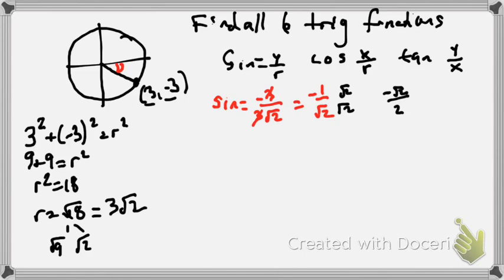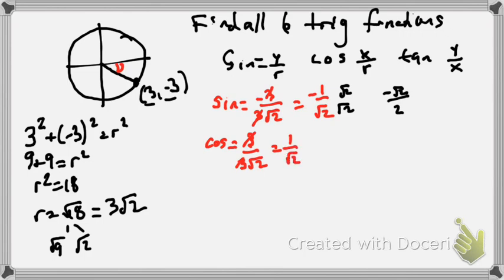Alright, so now we look at cosine. Cosine is equal to the x value over the radius, so it's going to be 3 over 3 square roots of 2. This and this will cancel. I don't know if you guys can see that. That was weird. Alright, so 3 over 3 square roots of 2 is the same thing as 1 over the square root of 2.